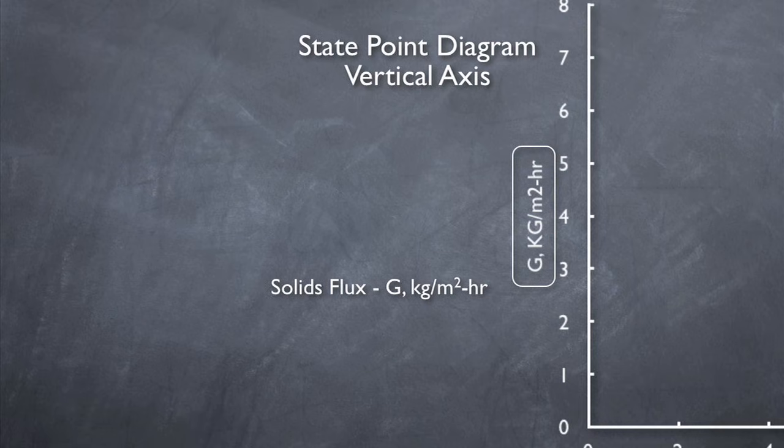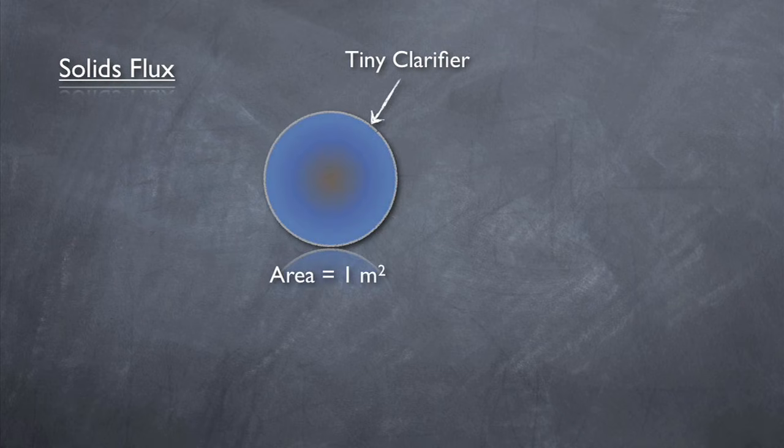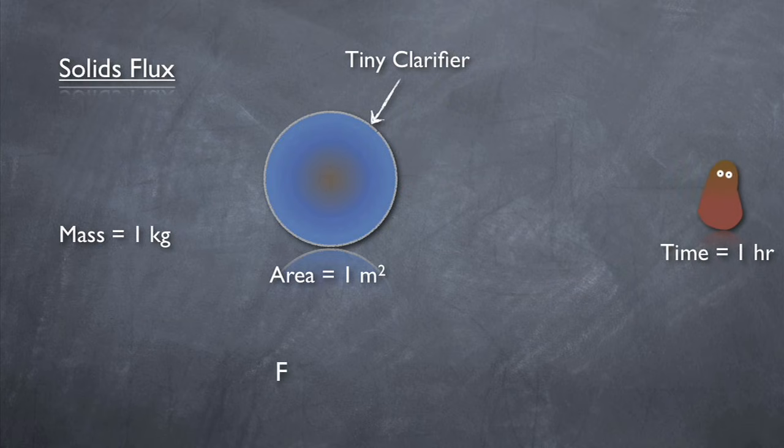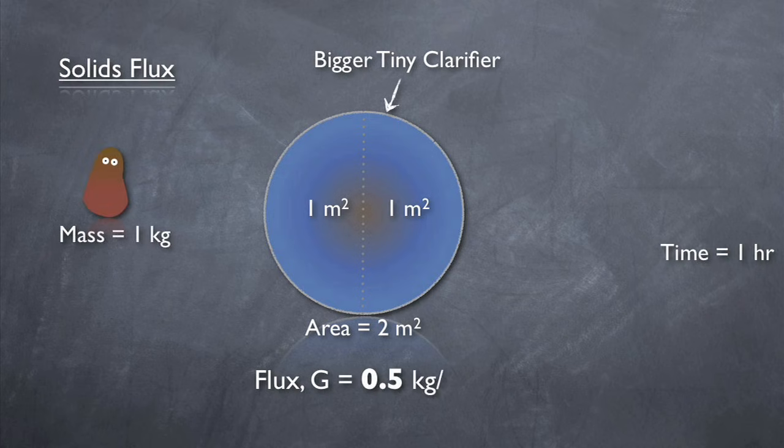Now that was a mouthful. Let's try and simplify it. Imagine a tiny clarifier with a surface area of only 1 square meter. The flux in this case would be equal to the total mass of solids passing through the clarifier in 1 hour. So if 1 kilogram of mass were to pass through in 1 hour, the flux would be 1 kilogram per meter squared hour. Now if the surface area of the tiny clarifier was doubled, but the same mass of solids passed through in the same amount of time, the solid's flux would be half.